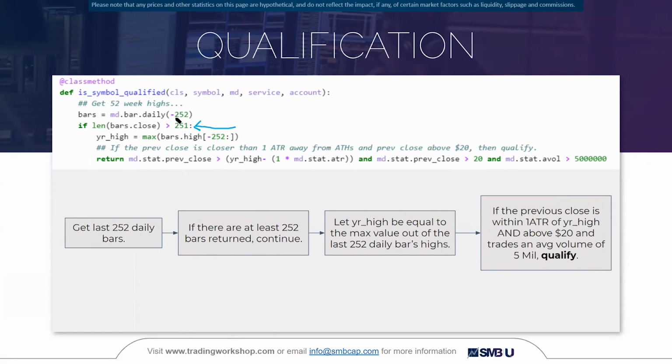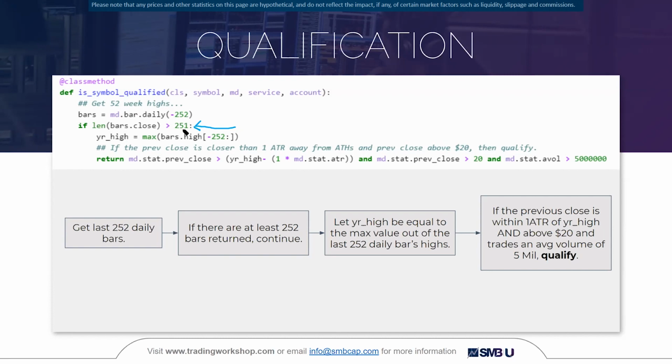The next thing we have to do is actually check and see, did CloudQuant give us 252 days of data? Because if it did not, then we're not going to actually get an accurate result. It could be a stock that just IPO'd. It could be a whole plethora of issues, but this is what you'd call data validation, to make sure that what you asked for, you're actually getting.